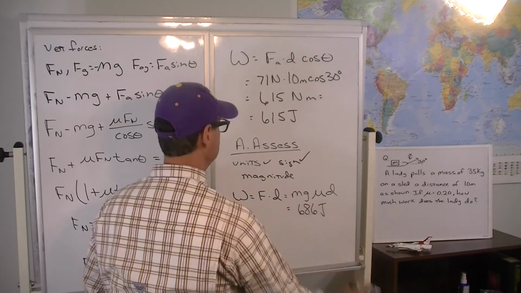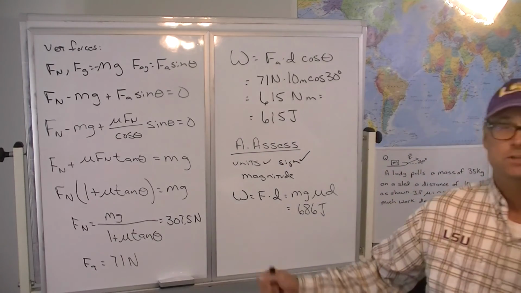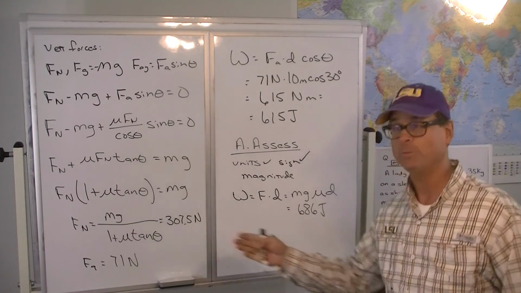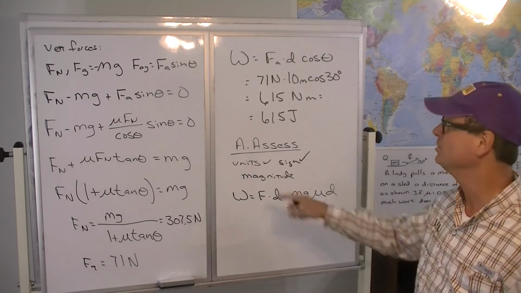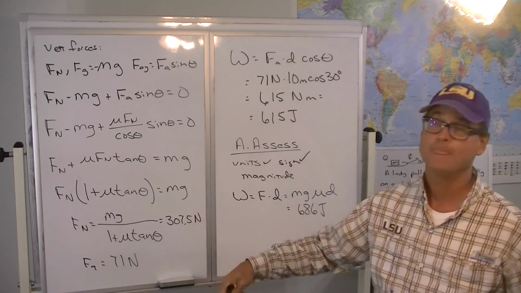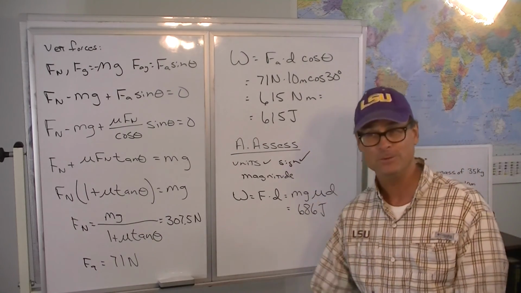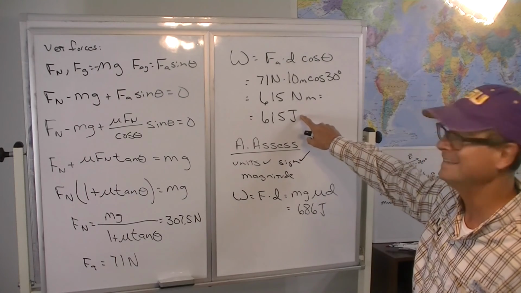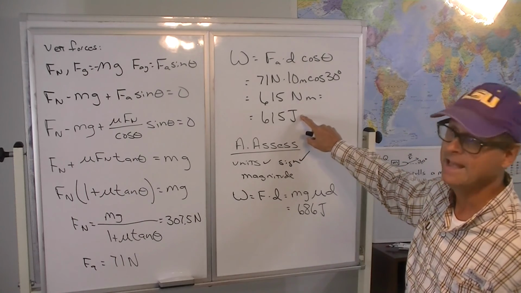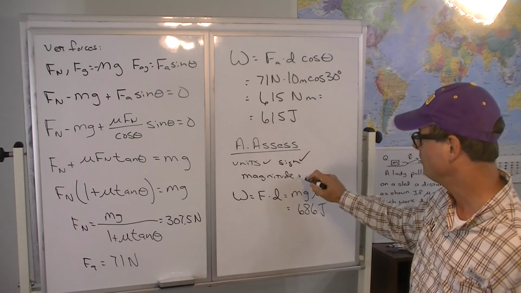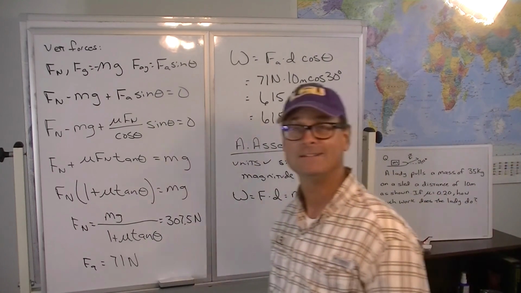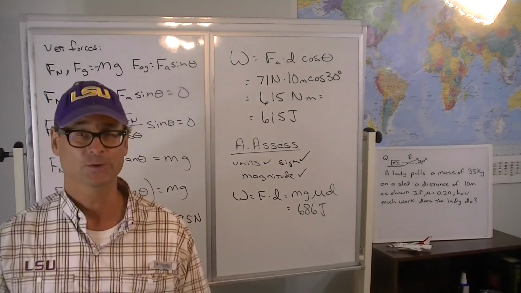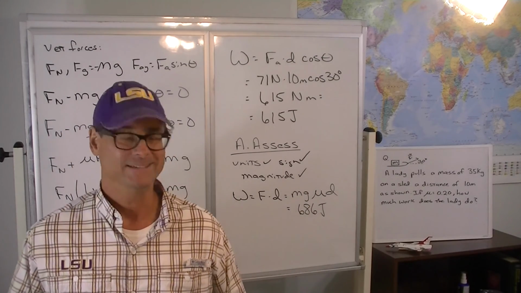So you plug those numbers in and you get 686 joules. So exerting a little bit of an upward force, pulling something through the snow, you're reducing the normal force. So you're reducing the friction by reducing the normal force. So the work that you're doing is a little less than it would be had you simply applied the horizontal force. So that assessment tells us that our magnitude is about right.